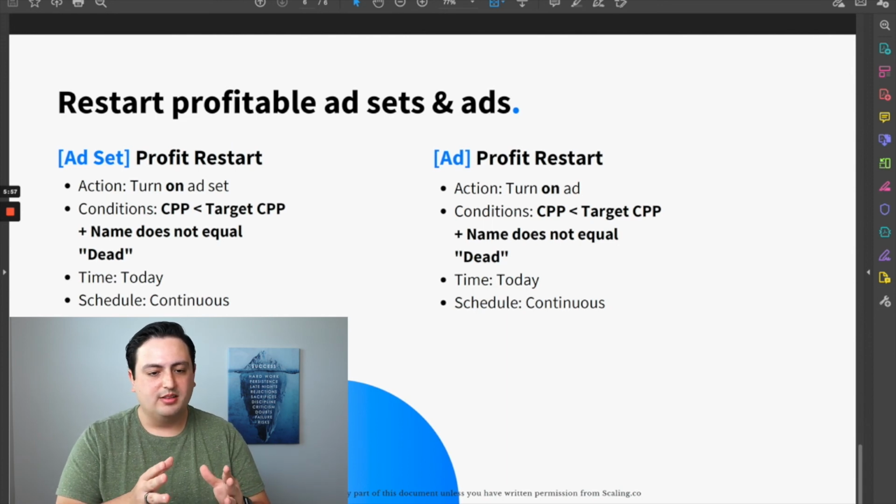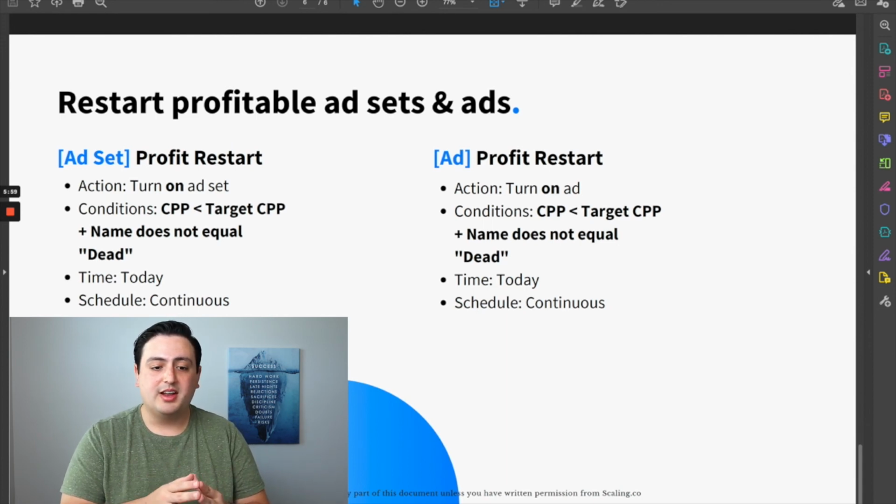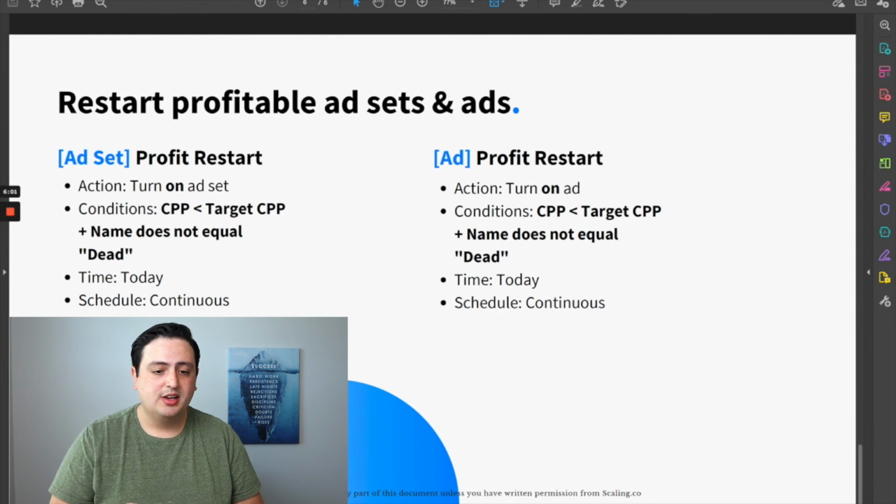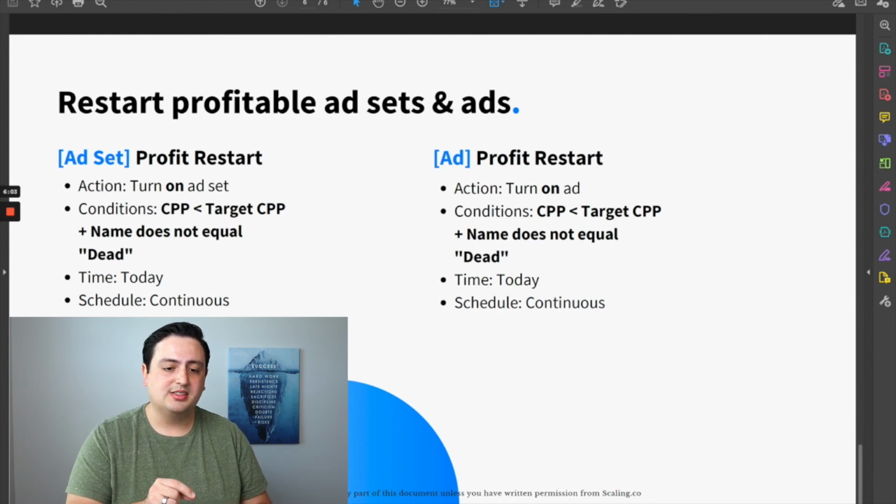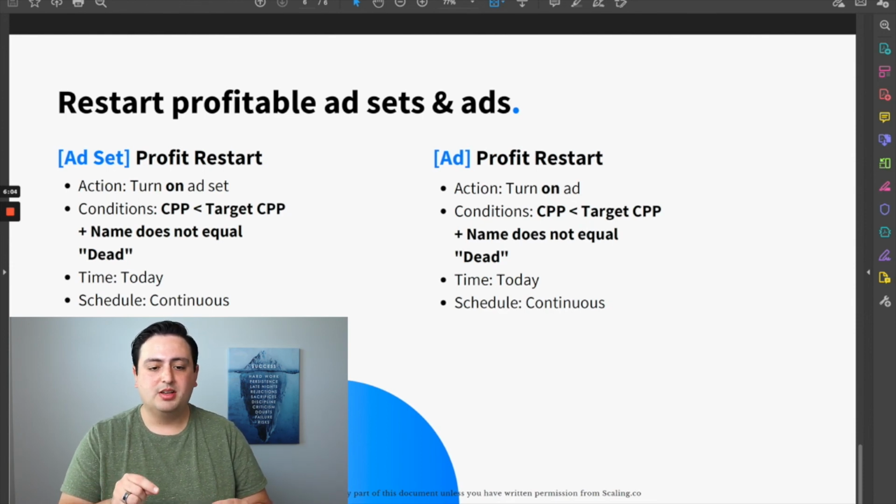So for the action, you want to say turn on ad set. The conditions go for cost per purchase is less than target cost per purchase, plus name does not equal dead, right? So this is not an ad set that you just want to kill. And then time is today, and the schedule is continuous, so every 30 minutes it checks. And then the same thing for the ad.